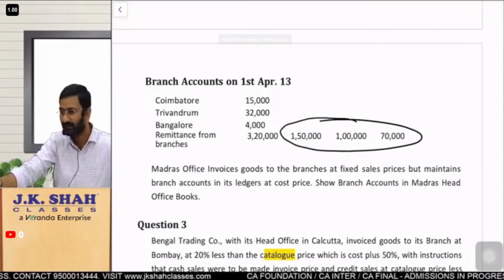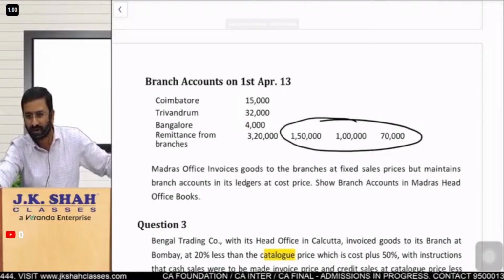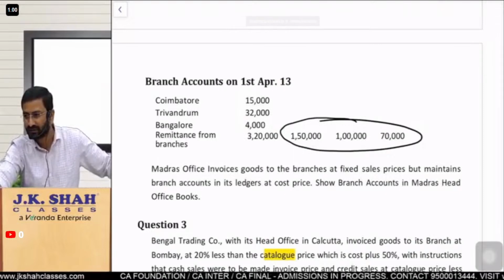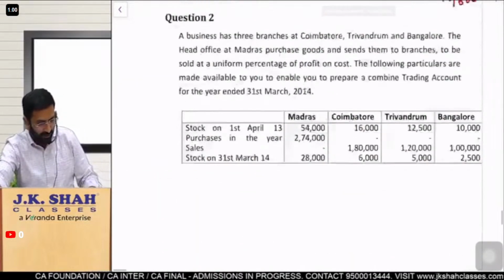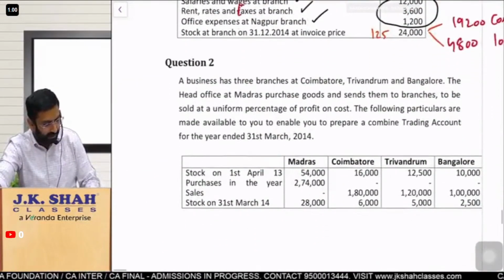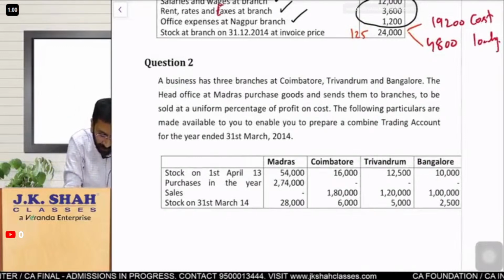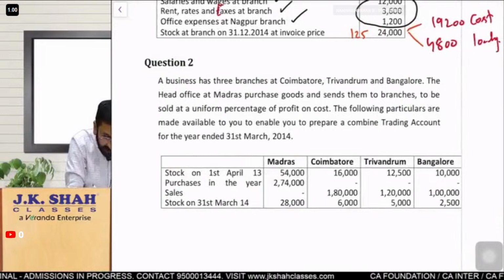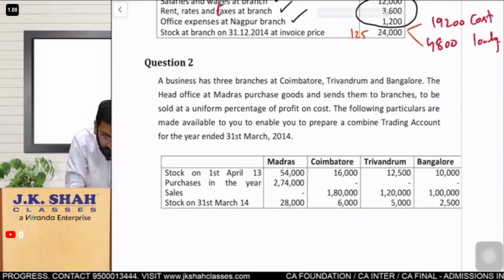Okay. Tell me which system, data system or stock and debtors or single entry? Are they asking trading and P&L? Yes. The following particulars are made available to prepare combined trading account. Combined trading account. So underline that, please, all of you.